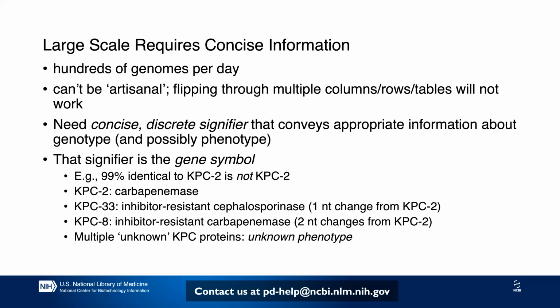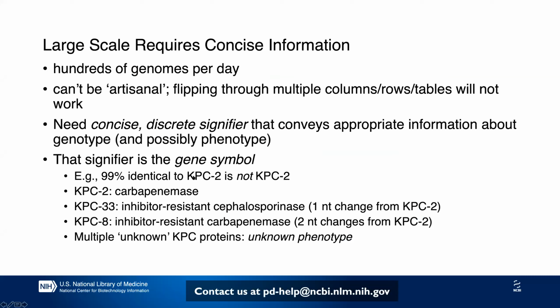The large scale we're talking about, hundreds or thousands of genomes a day, requires concise information. So the kind of output we provide can't really be artisanal. You're not going to look through multiple columns, rows, and tables. A surveillance system simply needs to know, am I seeing X number of genes? So we need a concise, discrete signifier that conveys appropriate information about the genotype and hopefully the phenotype. And that signifier is the gene symbol.